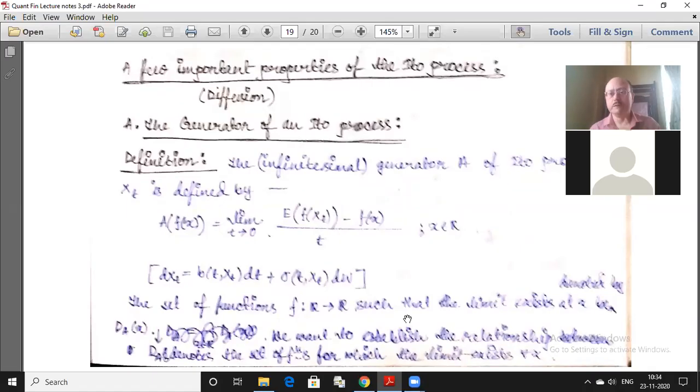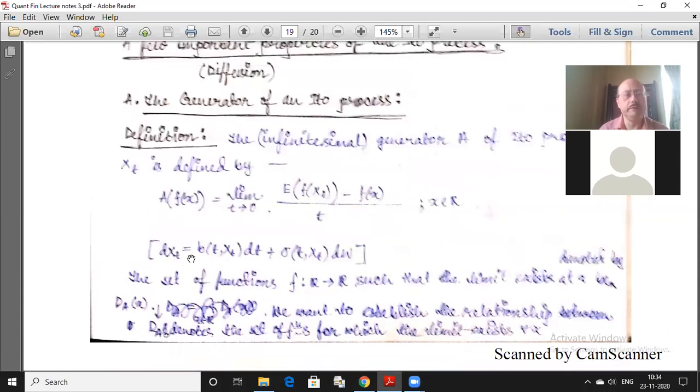All right. So today we are going to talk about a few important properties of the Itô diffusion process. We have been using the Itô diffusion process a lot in all our continuous time modeling. This was our canonical model right here: dX_t = b dt + σ dW.